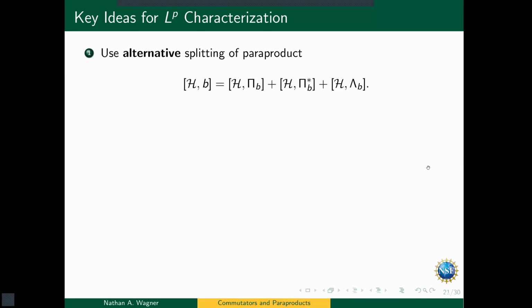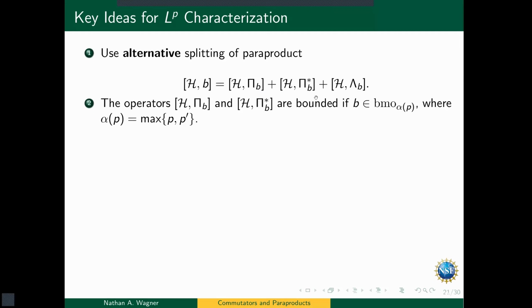To get the L^p characterization, we use a slightly different splitting of, that's a typo. It should be the commutator, not the paraproduct. But we split the commutator into these three pieces. We have the commutator with the paraproduct pi b, and the commutator for the adjoint of the paraproduct, pi b star. The commutator of h with pi b. It's known that the paraproduct pi b is bounded if and only if b belongs to little BMO p. And that was a characterization that was actually provided by Treil in that paper I told you about earlier.